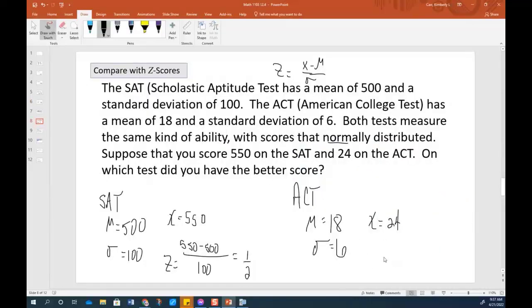Let's look at the ACT. Same sort of thing. The z-score on the ACT can be found by taking your score minus the mean divided by the standard deviation. Now 24 minus 18 is 6, and 6 divided by 6 is 1. So this one brings you a full standard deviation above the mean. So in terms of that, if this were the mean and this were one standard deviation, you're looking at a performance right here versus a performance right here. So the ACT is actually the better score.